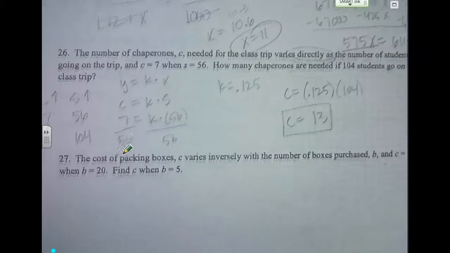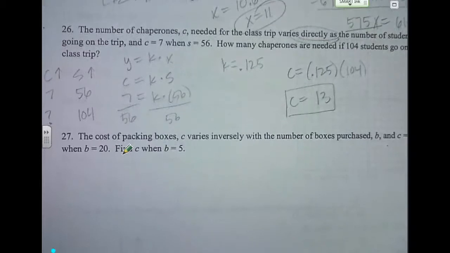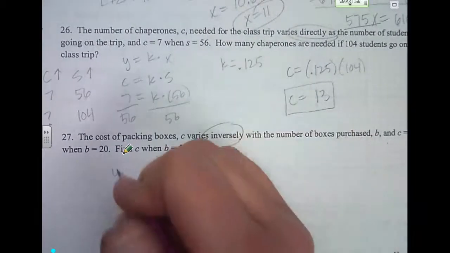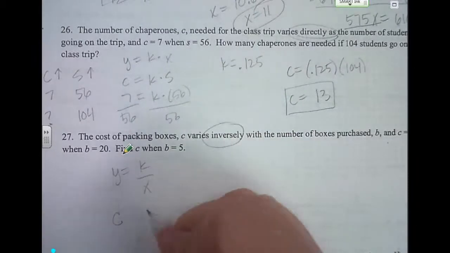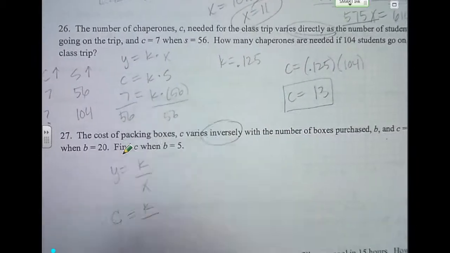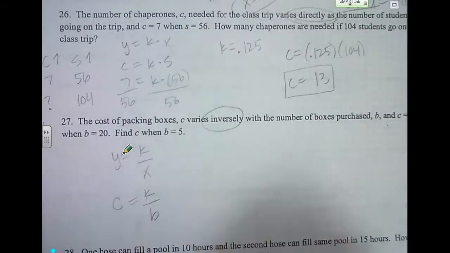Okay, 27, the cost of packing boxes C varies inversely. There's inverse. So packing boxes varies inversely with the number purchased, B.